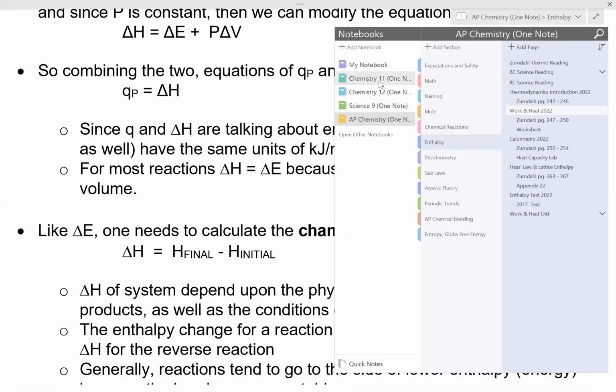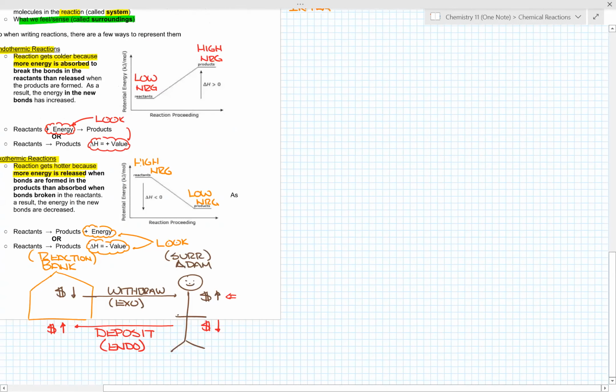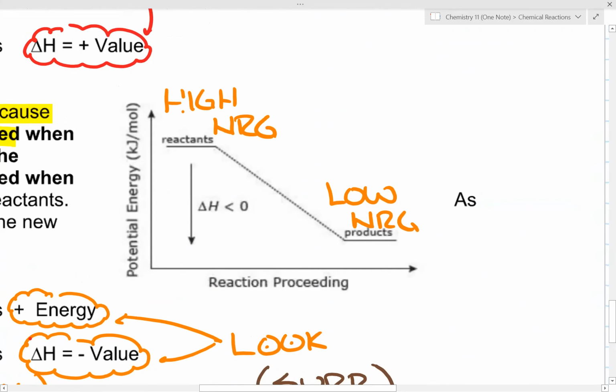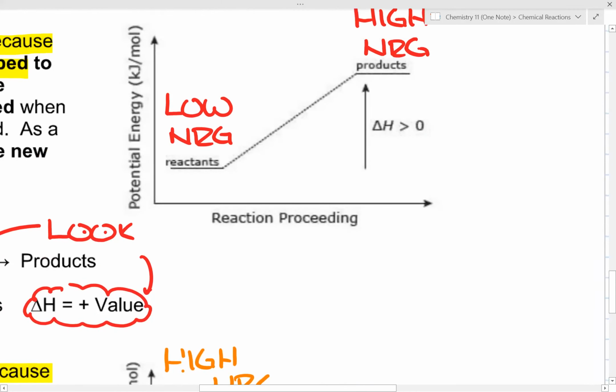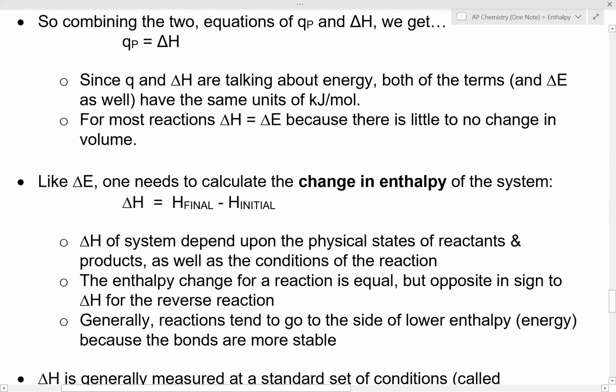So this is why, going back to Chemistry 11, when we did the chemical reactions, the term there is delta H, because what you're looking at is the change in energy from reactants to products. Now, delta H of a system depends on the physical states of the reactants and products, as well as the conditions of the reaction. And the enthalpy change for a reaction is equal but opposite in sign for delta H of the reverse reaction.